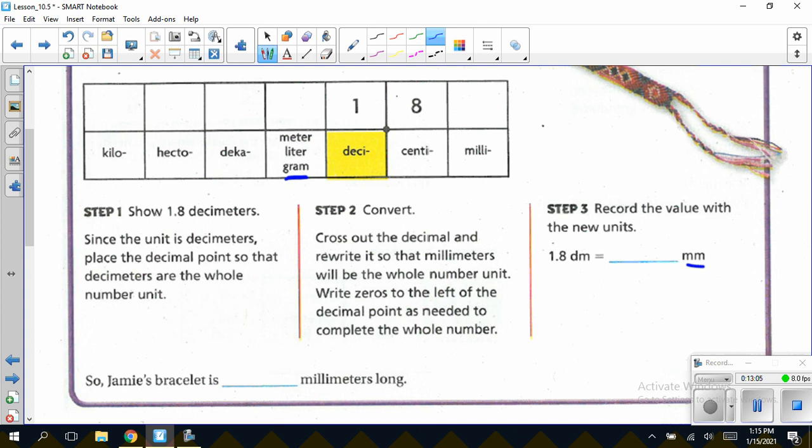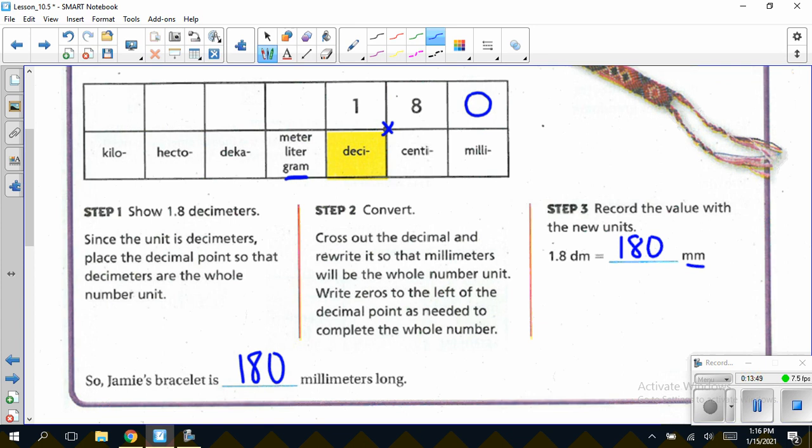So they want us to cross out for step 2 the decimal point, and they want us to rewrite it so that millimeters will be the whole number unit. And they want us to write zeros to the left of the decimal point as needed to complete the whole number. So for this, they do want us to show now that we do have a 0 placed in the millimeters unit, and they also want us to then show that as a whole number. That's why we crossed out that decimal. So we do see from this that it is 180 millimeters. Now for a lot of people, that is a little bit of a confusing method.